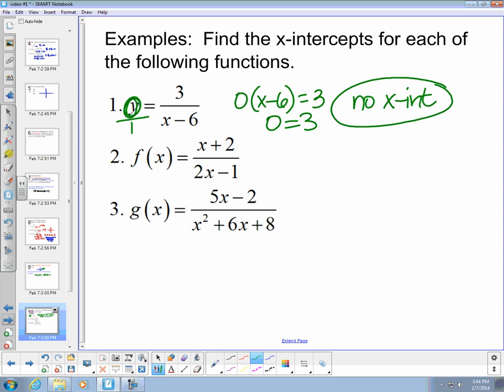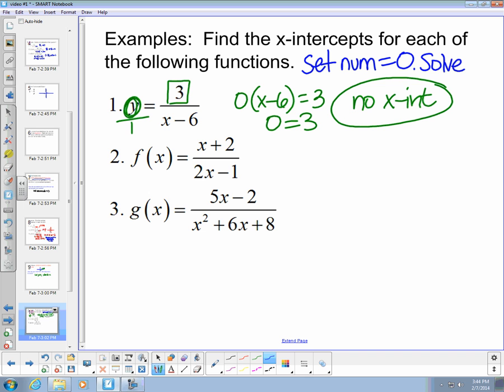Now remember on a fraction, instead of going through all these steps, a fraction will equal 0 if the numerator is 0. So instead of setting the whole fraction equal to 0, you can just set the numerator equal to 0. Because if the top is 0, then the whole fraction is going to equal 0, as long as the denominator is not also 0. So we're going to set the numerator equal to 0 and solve. That will simplify the process a little bit.